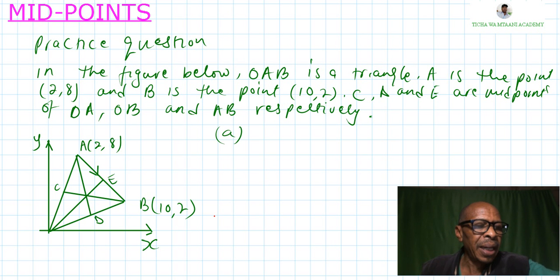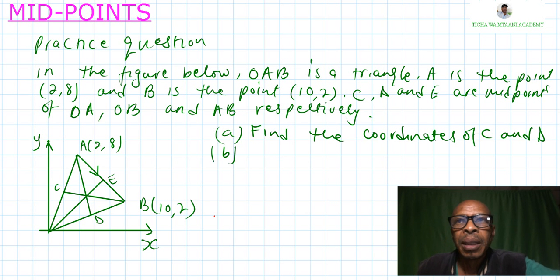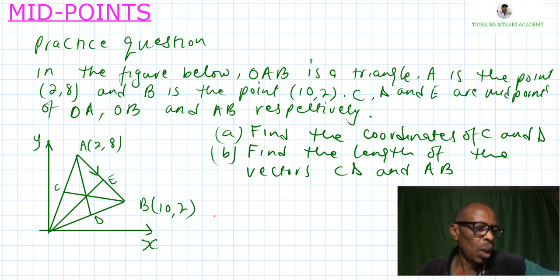So we have part A. Find the coordinates of C and D. Part B, you are told to find the length of the vectors CD and AB. So that's a practice question you can try.